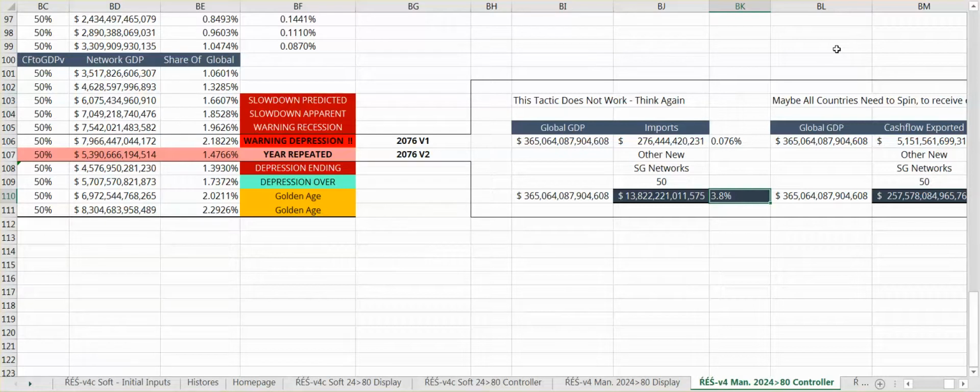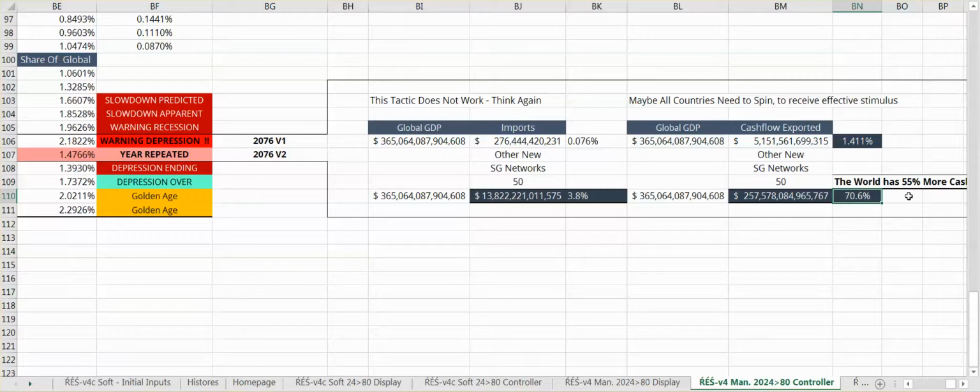But if the USA and other economies could apply res so that this 3.8% could be spun, so the cash flow and not the revenue was exported, then we could achieve a 70% boost. See over here, 70 or 71% boost to the global economy, more than enough to solve any problems. The last few years just continue with a high E and S in 2080 on controller BE111.